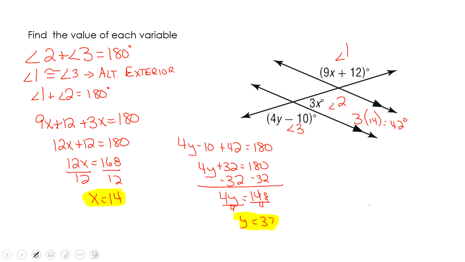I found out x was 14. I plugged that back in, and I was able to determine that angle 2 was 42 degrees. So for angle 3, 4y minus 10 plus 42 had to equal 180. I solved that through and I got 37. Hope everybody was able to do that.